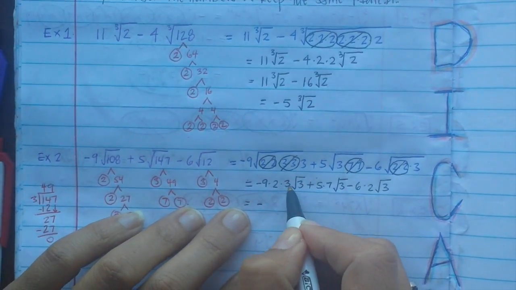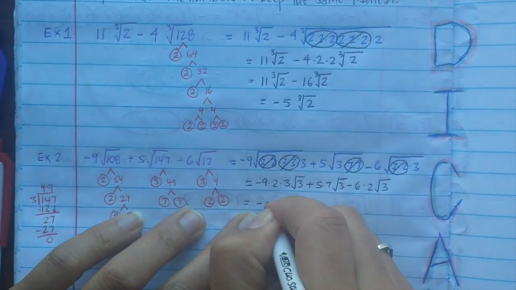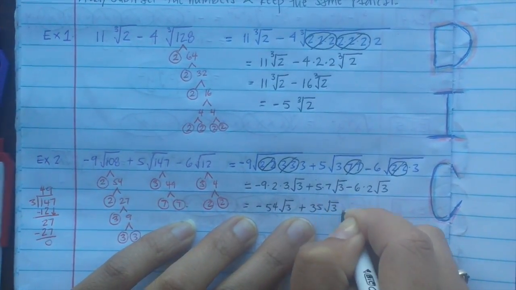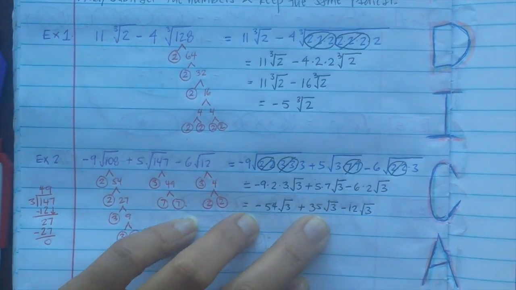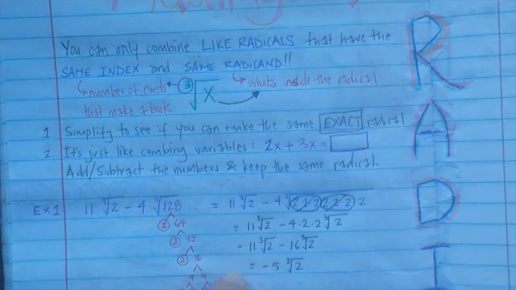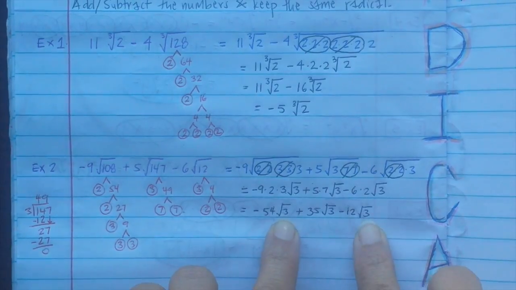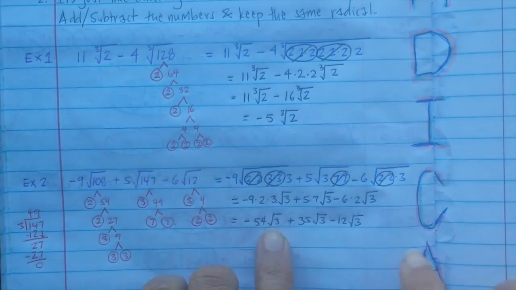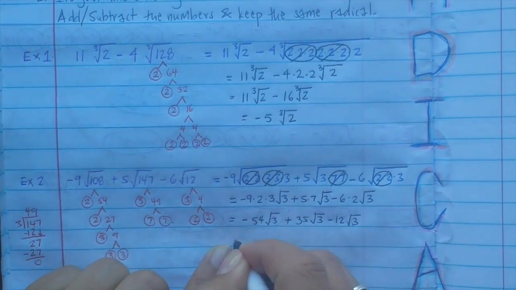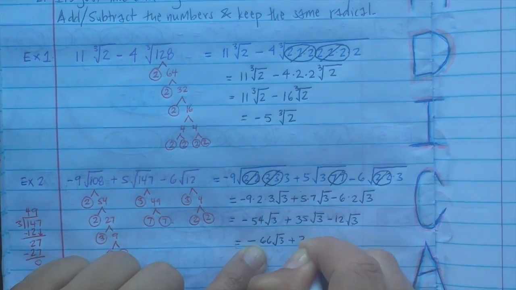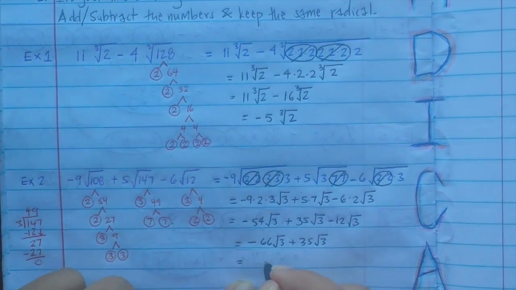Alright, negative 9 times 2 is 18, times 3 is negative 54, 5 times 7 is 35, 6 times 2 is 12. Now do you see that the radical is exactly the same? This is a listening check. Put 5x where it says 2x plus 3x equals. Put 5x. So now you just combine like variables, so the x is the radical. So negative 54, let's combine like terms. Negative and negative, more negative. That's going to be negative 66 radical 3 plus 35.